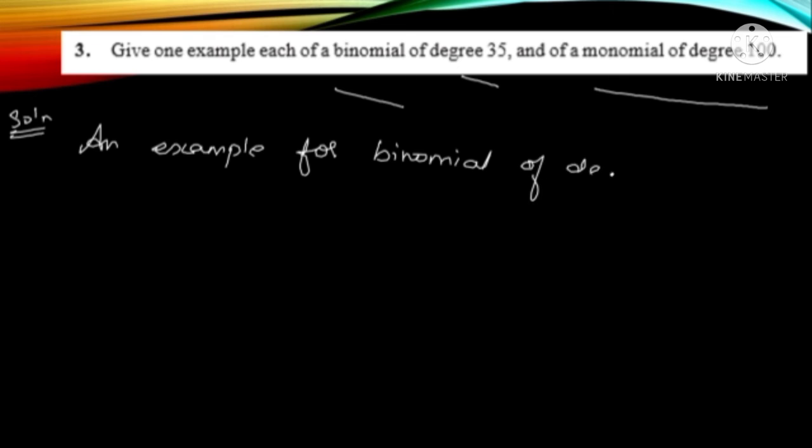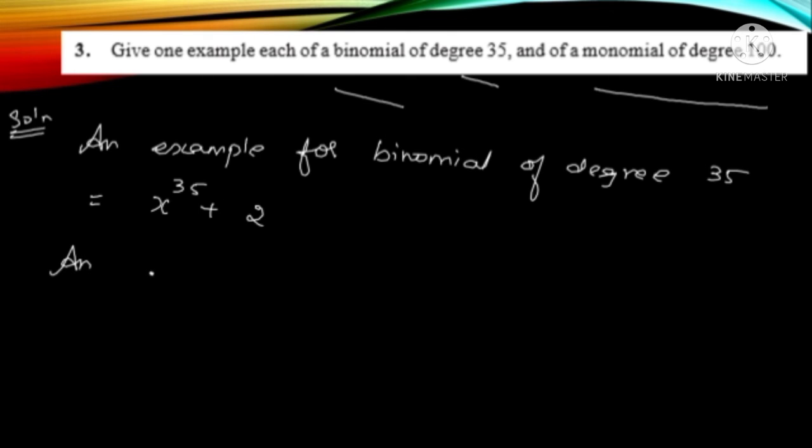So solution, an example for a binomial of degree 35. Binomial means we should have two terms. So we can give any example, for example, x power 35 plus 2. So this is a binomial because we have two terms of degree 35.